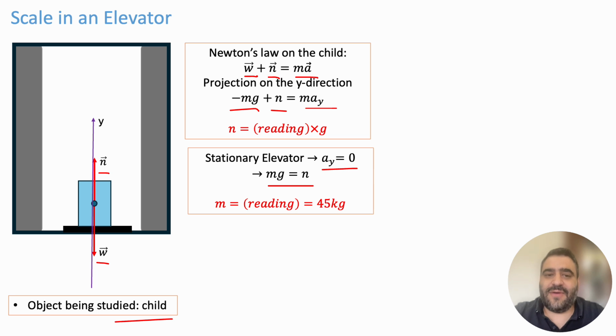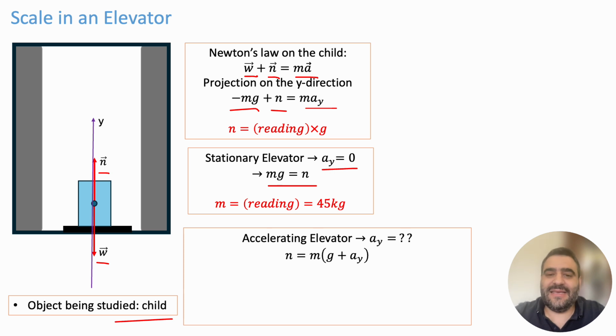So the reading of the elevator, which is n over g, we can replace it over here, and g cancels out, and we get m equal to the reading, and it's 45 kilograms. That's the normal situation. When we stand on the scale, the reading should be equal to our mass. However, when the elevator starts accelerating, the child is accelerating with the scale. So we have an acceleration, it's not 0. And that's what we actually want to know.